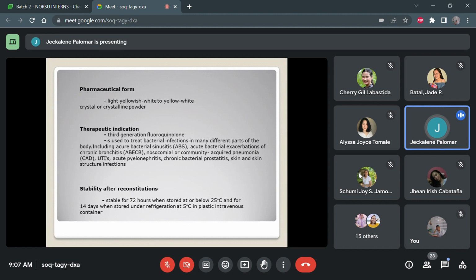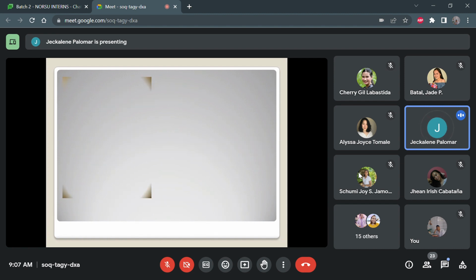So the stability for reconstituted levofloxacin: it is stable for 72 hours when stored at or below 25 degrees, and for 14 days when stored under refrigeration at 5 degrees in a plastic intravenous container.